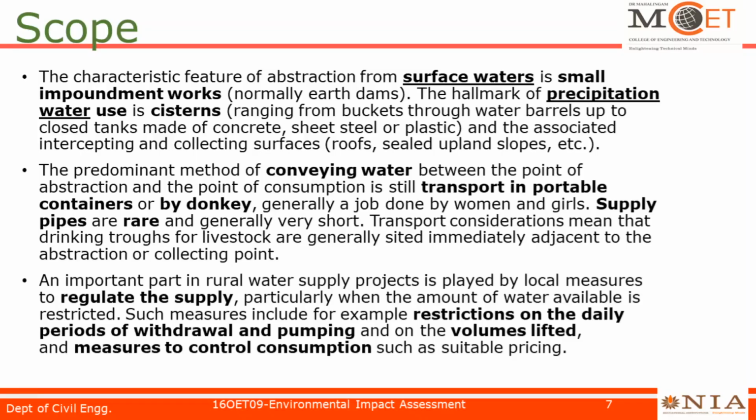A characteristic feature of abstraction from surface waters is small impoundment works, normally earthen dams. The hallmark of precipitation water use is cisterns, ranging from buckets through water barrels up to closed tanks made of concrete, sheet steel, or plastic, and the associated intercepting and collecting surfaces such as roofs and slopes. The predominant method of conveying water between the point of abstraction and the point of consumption is still transport in portable containers or by using donkeys, generally a job done by women and girls.